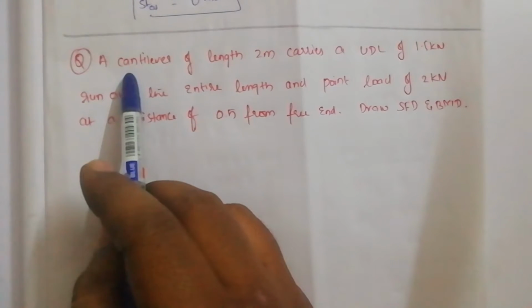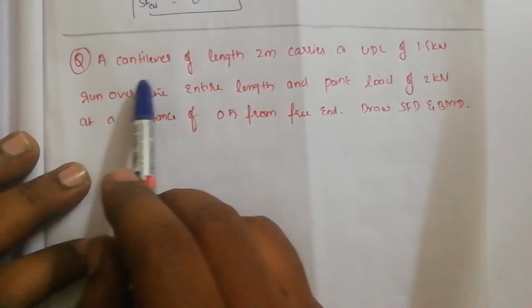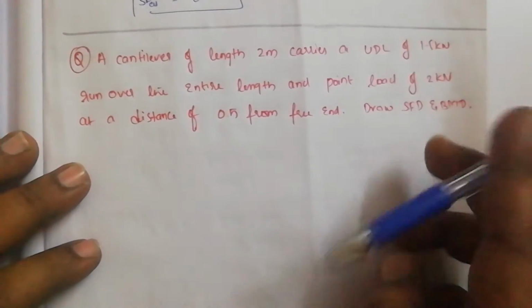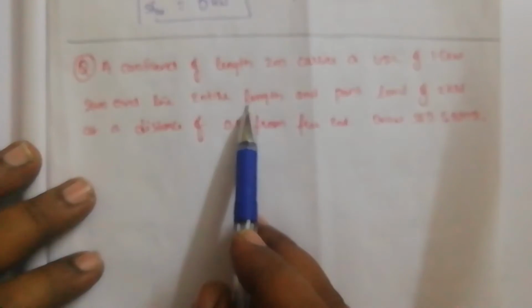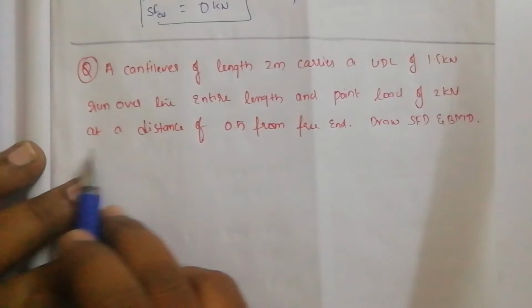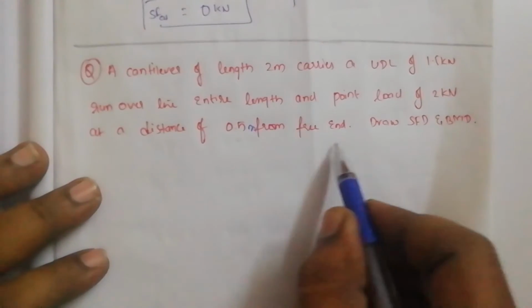They are just giving the question in terms of words. You have to identify what is given and what is not given. They are saying that it is a cantilever beam of length 2 meters, carrying a UDL of 1.5 kilonewton per meter over the entire length. Entire length means it is spanned over 2 meters, and a point load of 2 kilonewton at a distance of 0.5 meters from the free end. Draw the SFD and BMD.